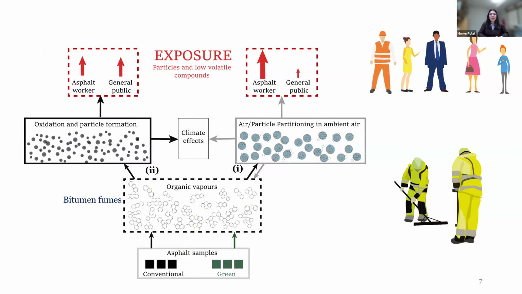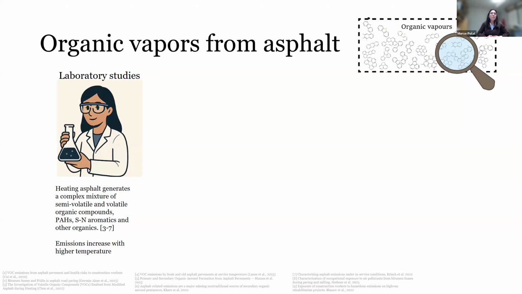So for example, you have some asphalt right here. You have a lot of these organic vapors. A lot of you might have already smelled it; asphalt has a distinct smell, as it is quite rich in organic fumes. And what do these organic fumes contain? There have been studies, especially in the laboratory, where they've looked into what it contains. And they see that it contains a lot of semi-volatiles, PAHs, especially different sulfur and nitrogen aromatics and so on.